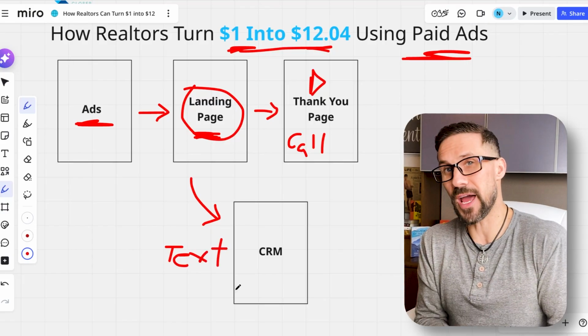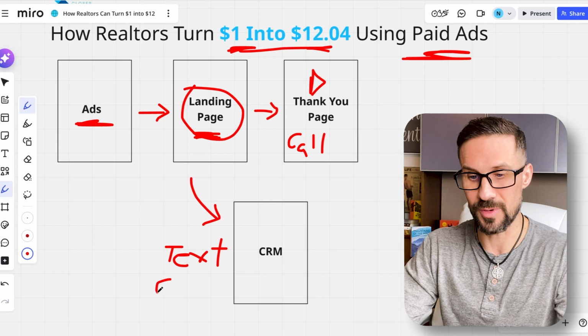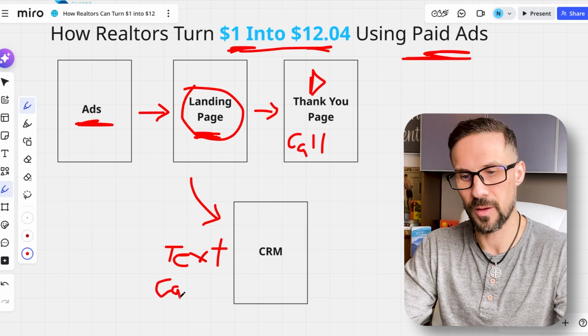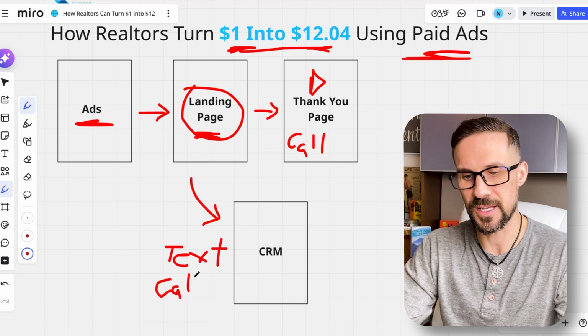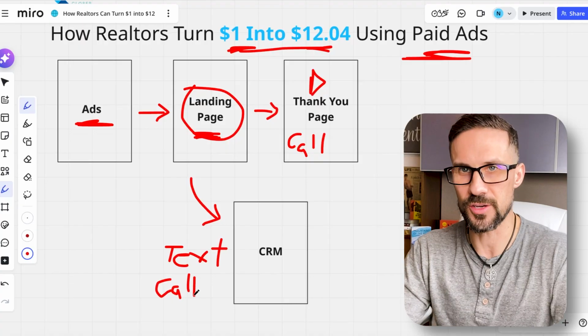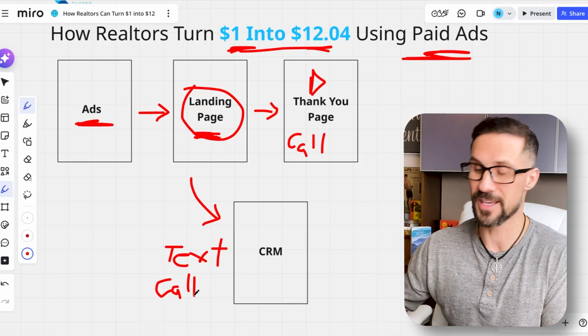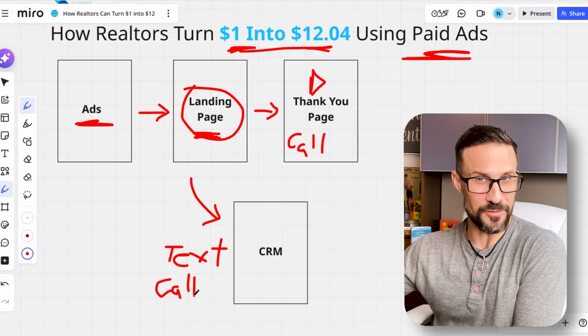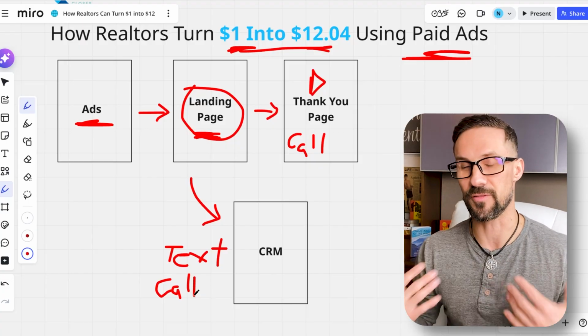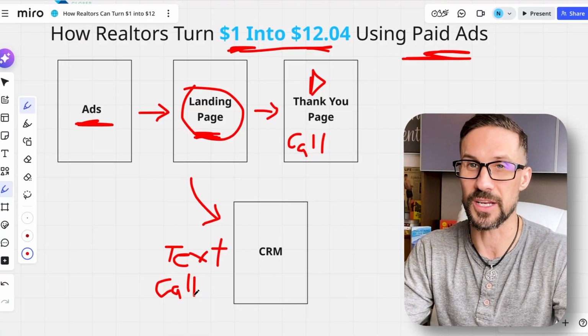And when they come into our database, what we really would like to do is call them really quickly, preferably in under 60 seconds. Under 5 minutes is okay too, but you'll see the drop off if you call further than 5 minutes out. Even if it's an hour out, 24 hours out, you're going to see that your conversion and actually talking to these people is going to go down and down and down.